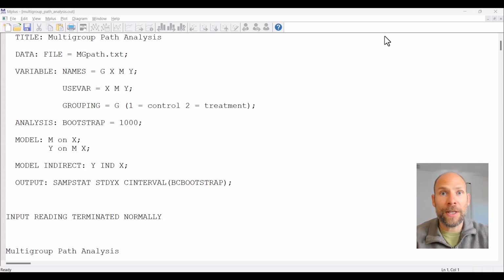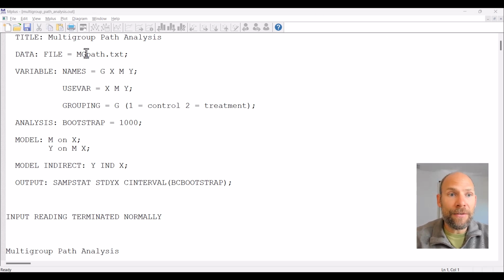And so this is something that I want to show you here, and then perhaps you can apply this to your own data when you have a categorical moderator variable or you want to see whether a path model is the same or different for specific groups.